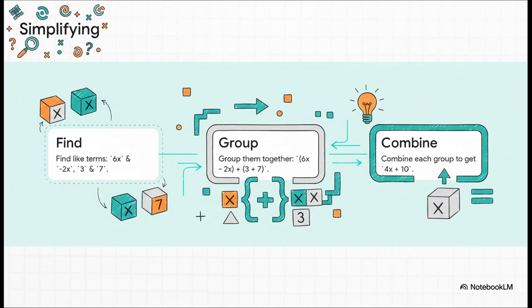So how do we actually use this? Let's simplify this expression: 6x plus 3 minus 2x plus 7. First step is to find the families. I see 6x and a negative 2x. They're in the x family. Then I see a plus 3 and a plus 7. They're in the constant family.